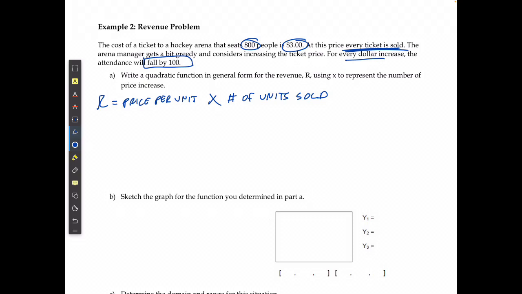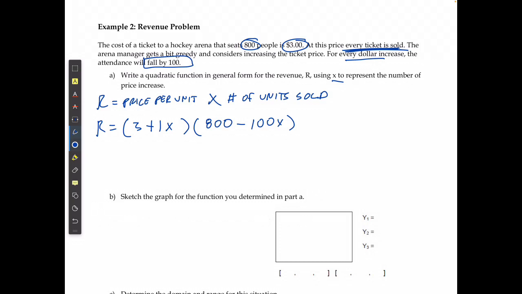I can say that the revenue would equal, well, if I made no changes, it's going to be $3 multiplied by those 800 tickets I'm already selling. But in this case, if I do a $1 increase, so I do one change where x is going to represent the number of price increases, then I'm going to reduce the number of tickets sold by 100 times the number of price changes that occur.